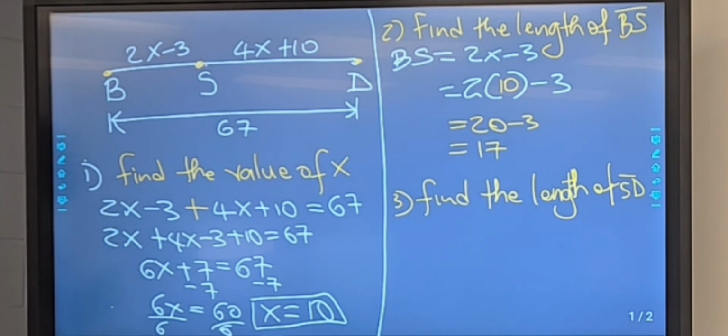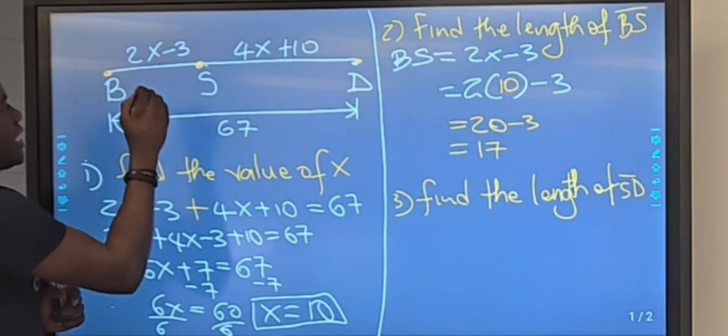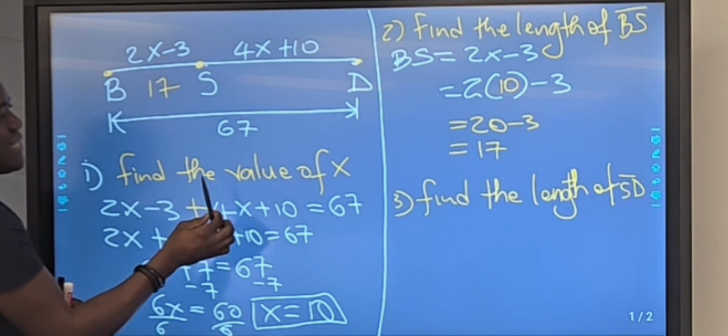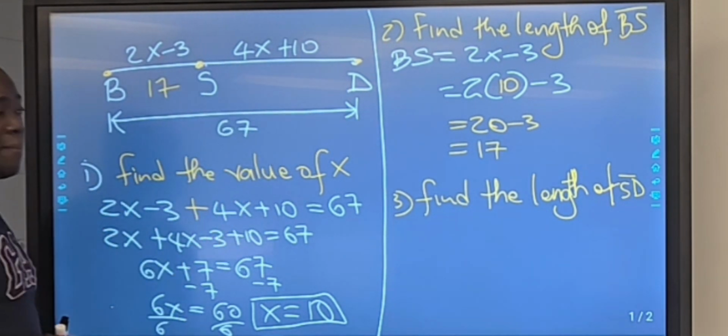Now let's take a look at the other part. They want us to find SD. So let's put our 17 here. SD is represented by 4x plus 10, right?